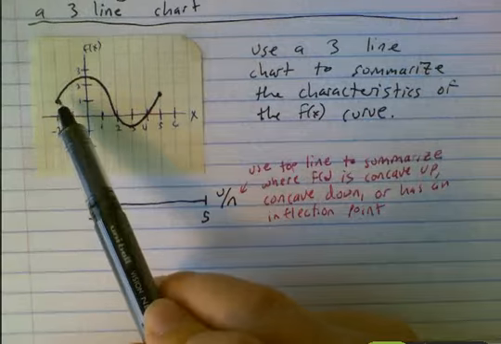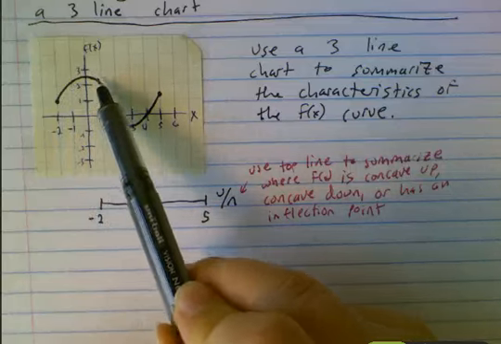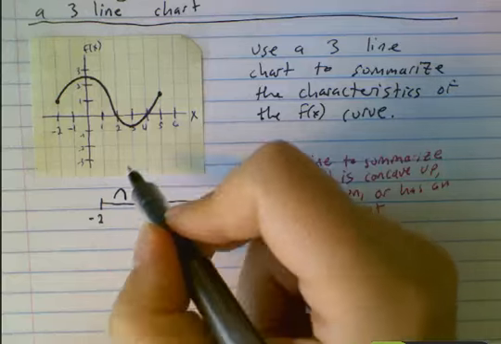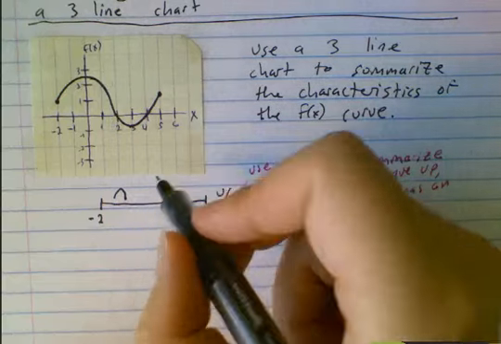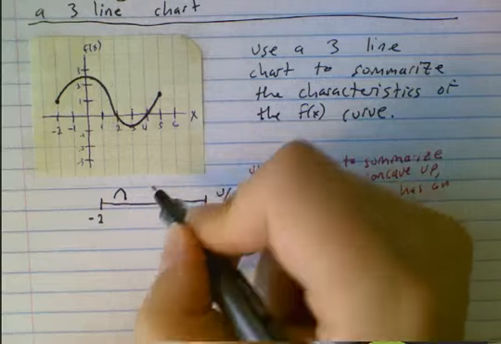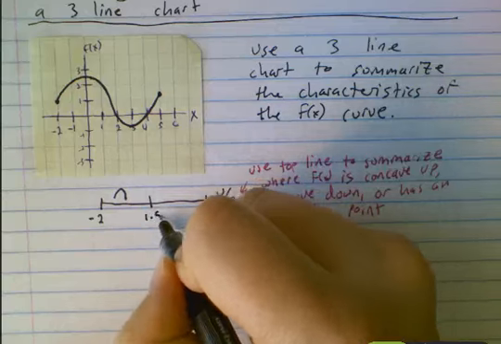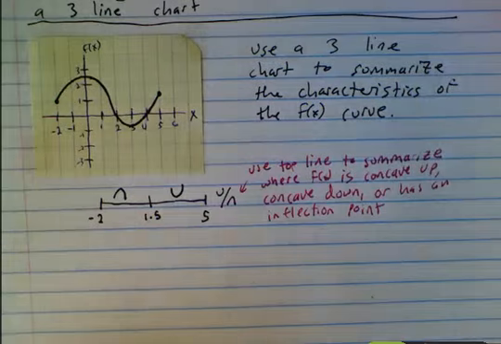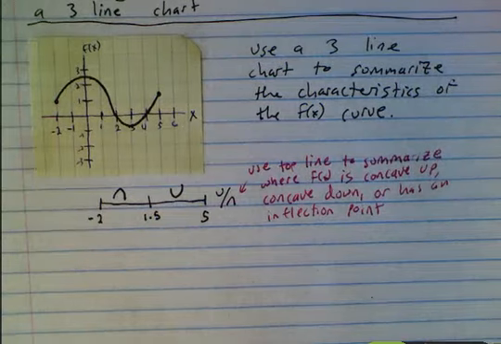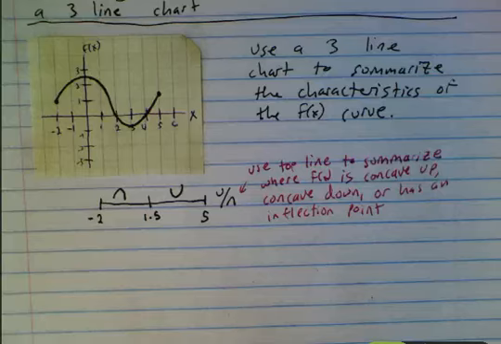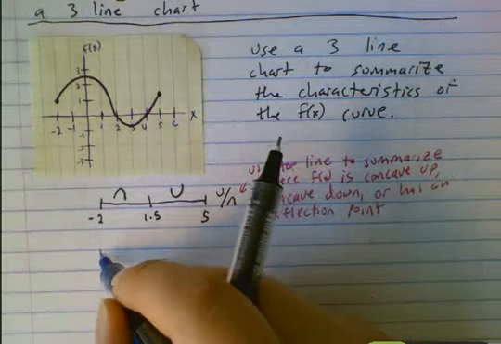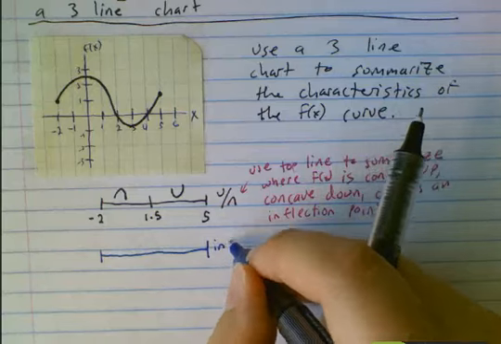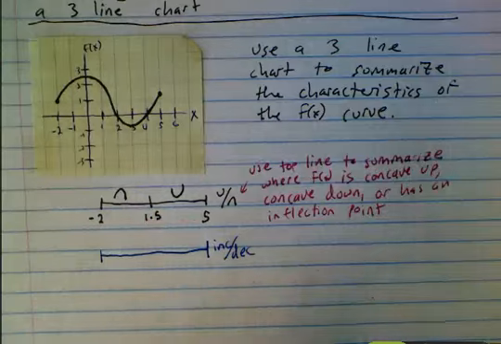So if we look on this little graph right here, I see this dome shape here. So that means that f of x is concave down up until, looks like it switches at about 1.5. And after that, it's a cup shape. It's concave up. So my first line is just like that. My second line I'm going to use to summarize increasing and decreasing.